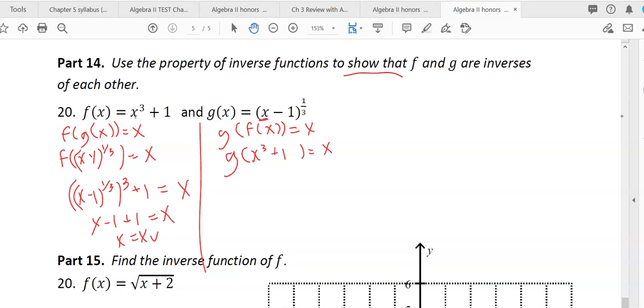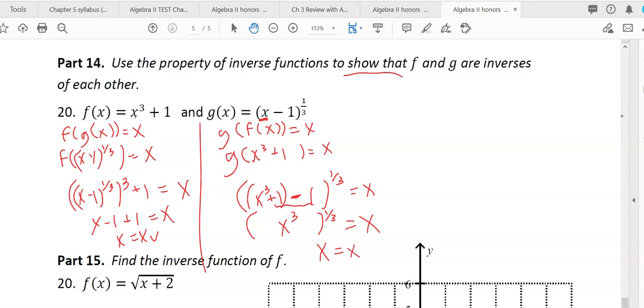So now everywhere over here in the g function, I'm going to plug in x cubed plus 1 as my new x. So instead of (x minus 1)^(1/3), I'm going to put in here x cubed plus 1. Now simplify inside of the parentheses, and this is all supposed to equal x. If you simplify inside, you have a 1 minus 1, which is really 0. So I really just have x cubed inside of there. Of course, what's x cubed to the 1/3? That's just x. x equals x, and you've proven it.